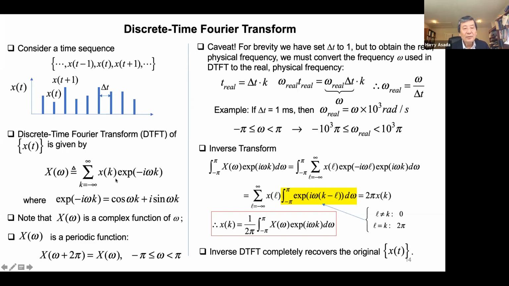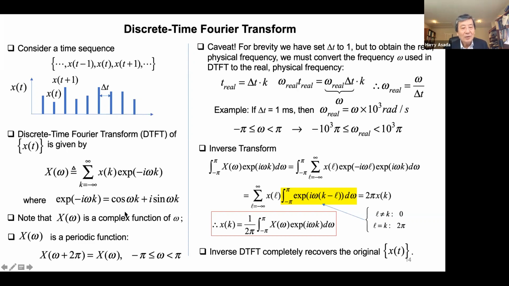And from this definition, it is obvious that X(omega) is a periodic function. If you replace omega by omega plus 2 pi, it is actually the same expression as before. So we basically vary omega from minus pi to plus pi. And you may feel that is kind of strange. We deal with high frequencies and such, so why confine it to minus pi to pi?